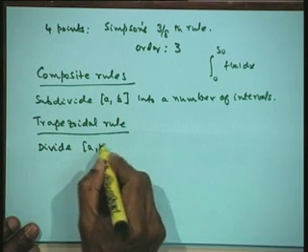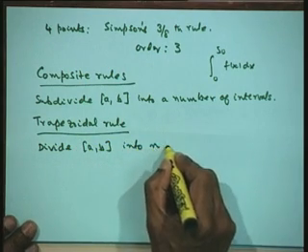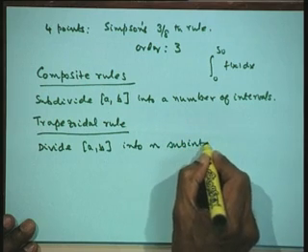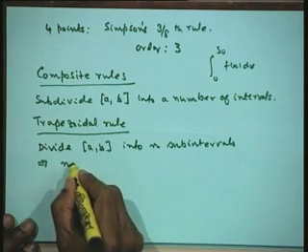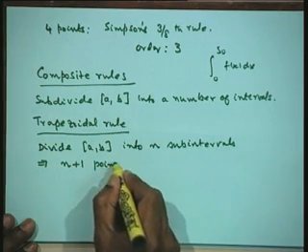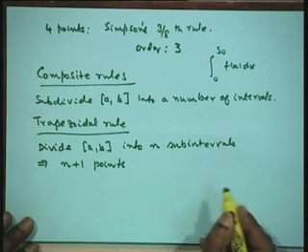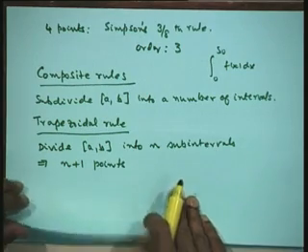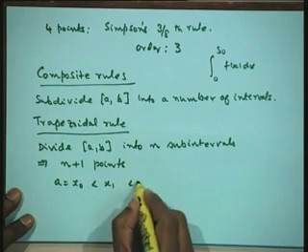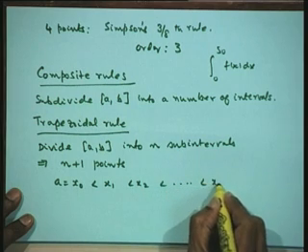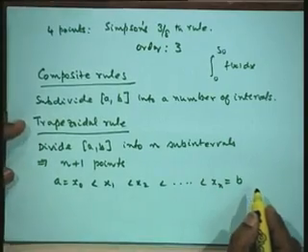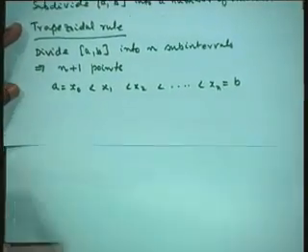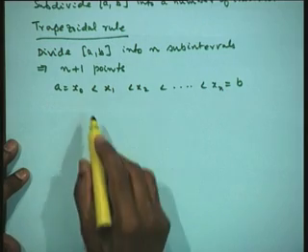Divide AB into n subintervals. That means this would imply that we are getting n plus 1 points, because there are n intervals, therefore we will have n plus 1 points. So let us take this subdivision as a equal to x naught less than x1 less than x2 and so on, xn equal to b. Then I will write the given interval into these subintervals.